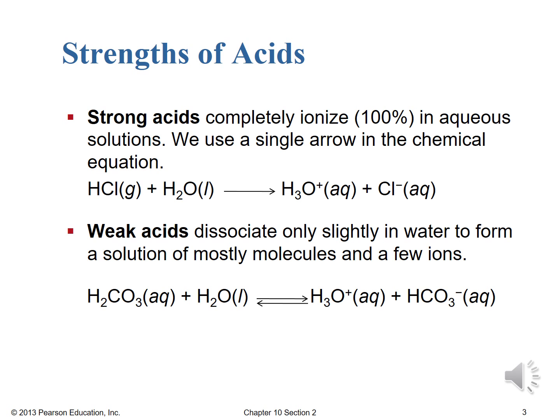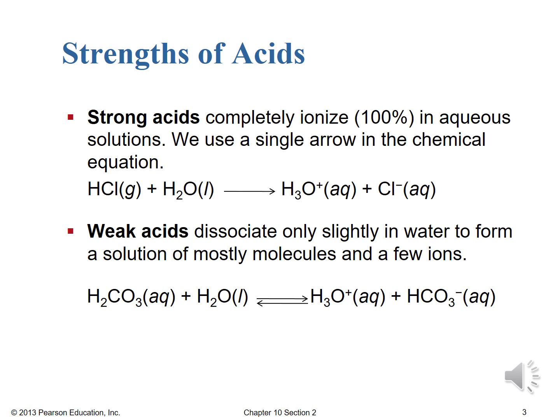So what does it mean to be a strong acid or a weak acid? Well, the strengths of acids have to do with how much they ionize, whether they're strong electrolytes or weak electrolytes. So strong acids are strong electrolytes. They completely ionize or close to completely ionize, nearly 100% in aqueous solution. So we show a single arrow when we show a chemical reaction for a strong acid. So HCl, for instance, completely dissociates into H3O+ and Cl-.